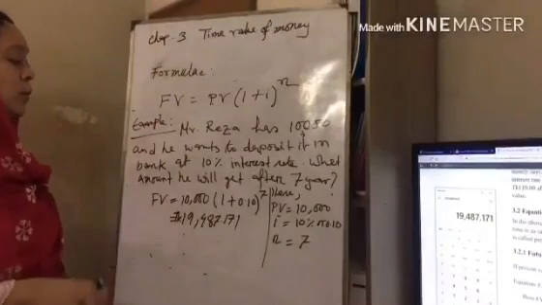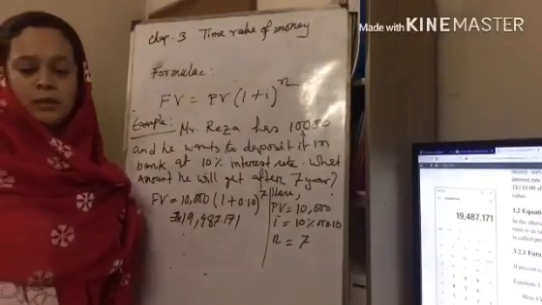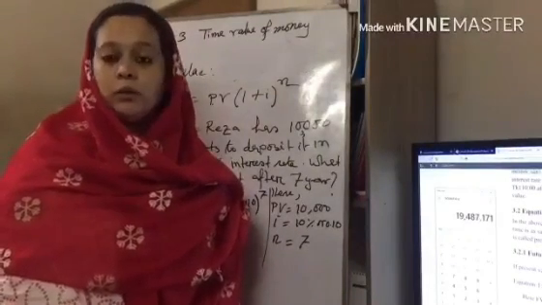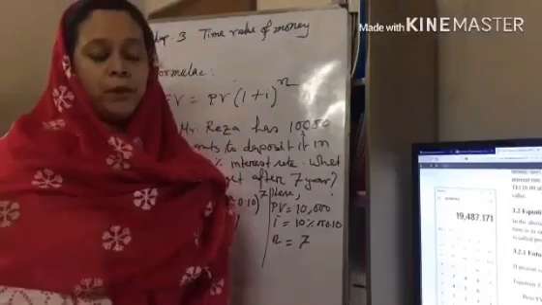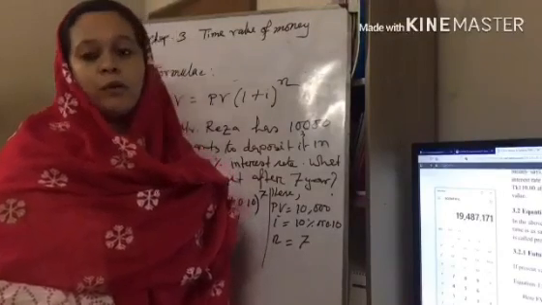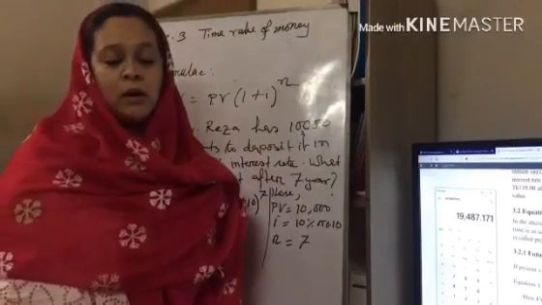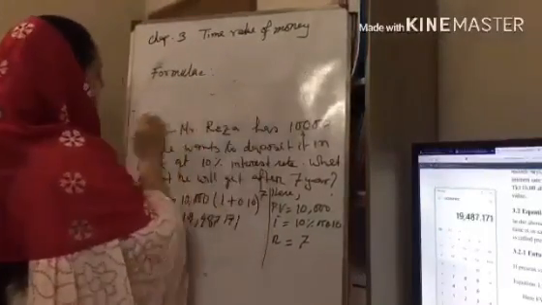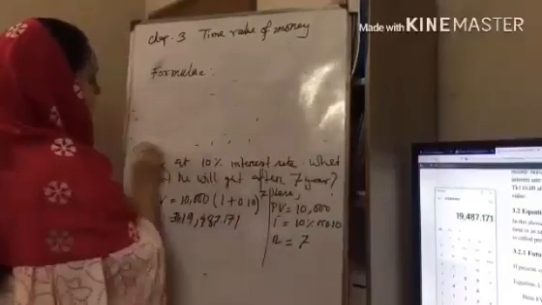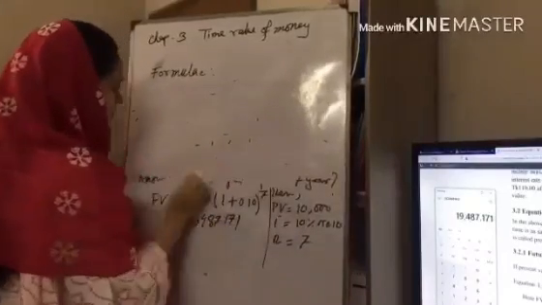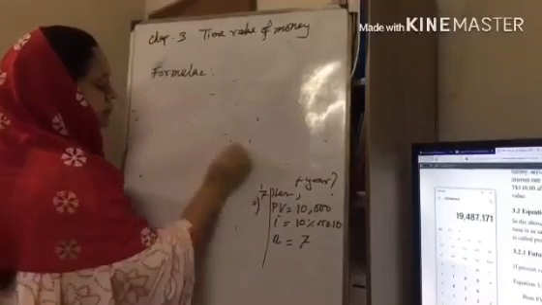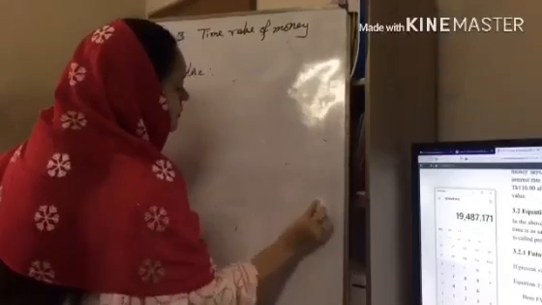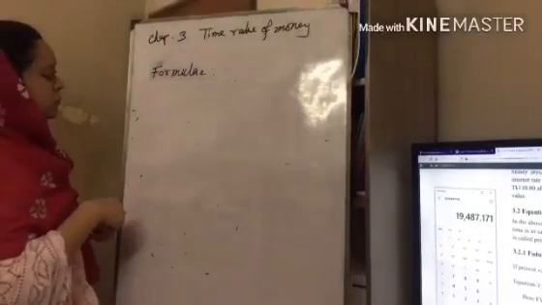Now I am telling the compounding rate. When the interest rate is calculated more than one time in a year, then we use the compounding rate, that means M. And first we have to know the value of M. There are so many values, so write this. Look at here. Compounding rate.